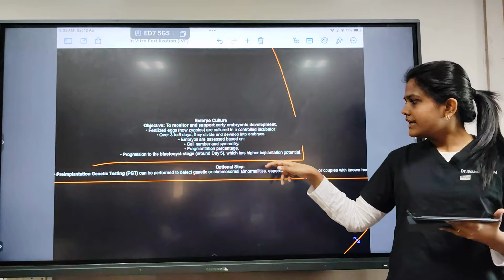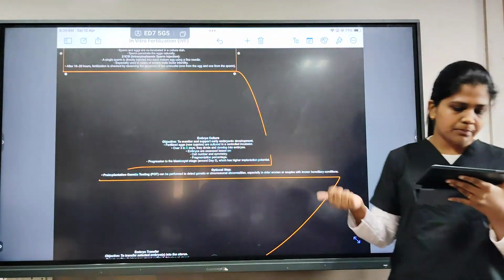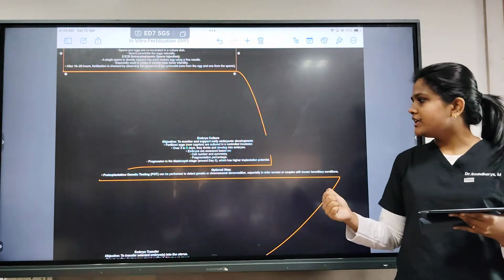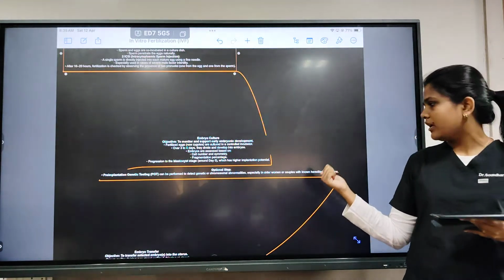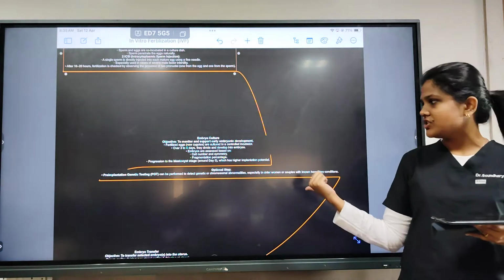Next, there's one optional step here, which is pre-implantation genetic testing (PGT), which can be performed to detect any genetic or chromosomal abnormalities, especially in older women or couples with known hereditary conditions.